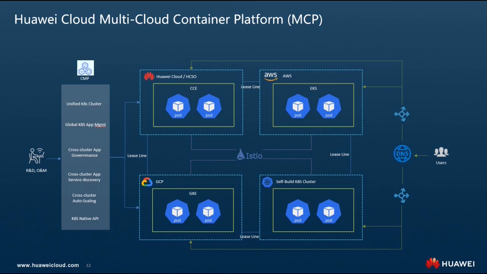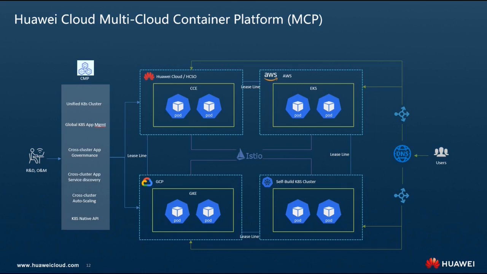Cross-cluster autoscaling. MCP supports cross-cluster autoscaling policies to balance the pod distribution in each cluster and implement global load balancing. You do not need to worry about horizontal scaling of cluster nodes. MCP automatically scales in or out resources required by the applications based on the application load.